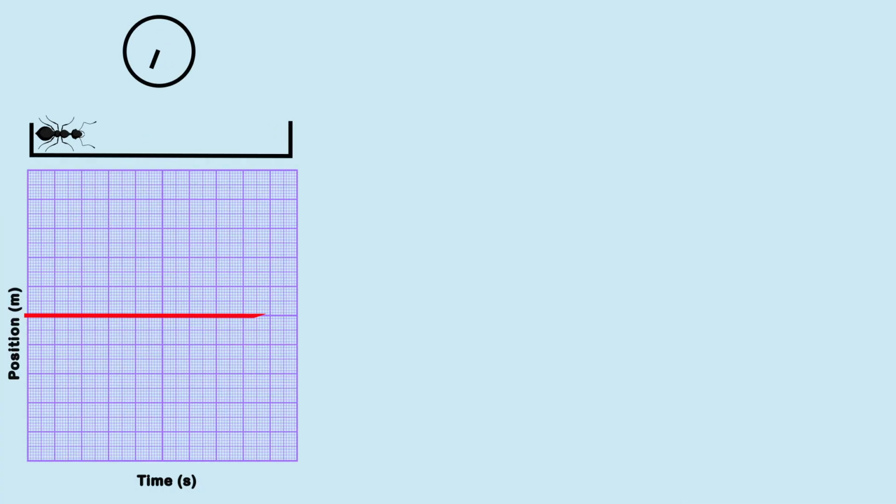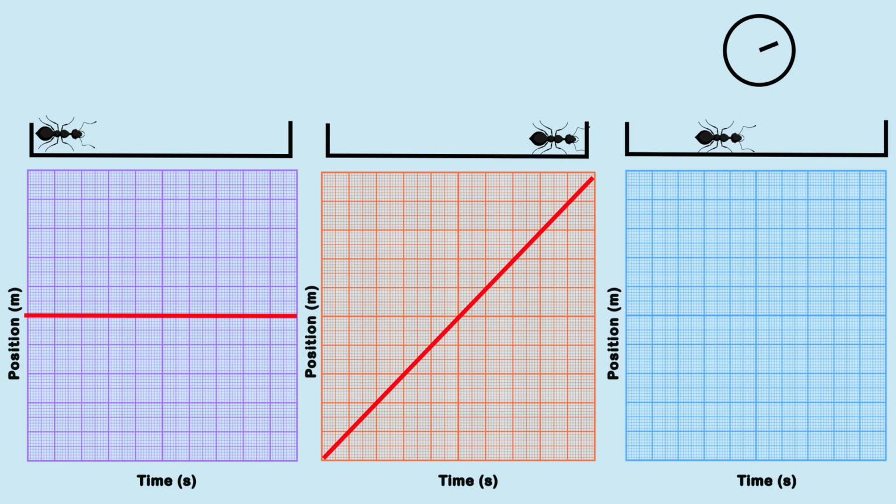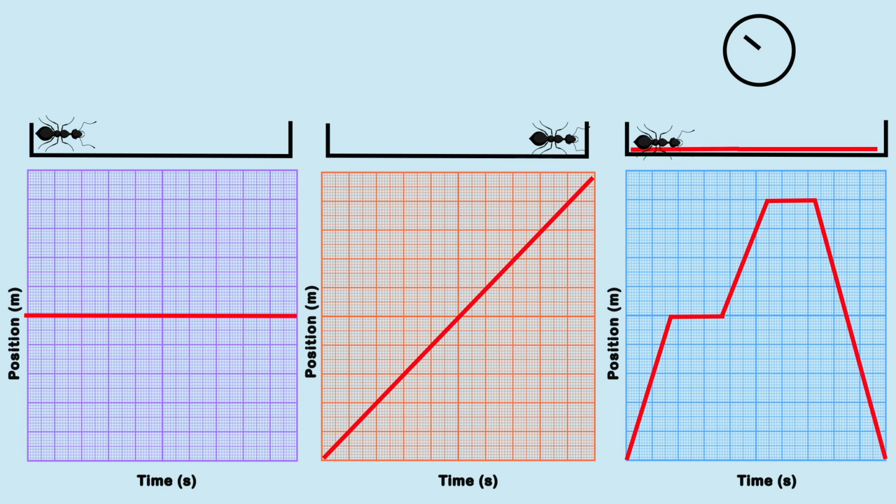So, any object that has no movements will be shown on a graph as a straight line parallel to the time axis. If the line on the graph is a slanted line, the object is said to be in constant motion. If the line is very steep, then the object is said to be moving really fast. If the object comes to a stop after moving, the slanted line would become a straight line parallel to the time axis. If the object keeps moving and comes to a standstill again, the graph will look like this. Now, if the object returns to its original position, the graph will show a line going down to position 0.